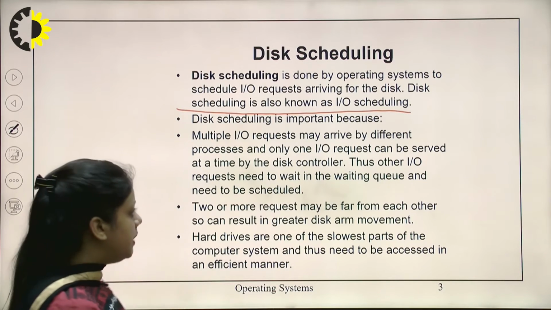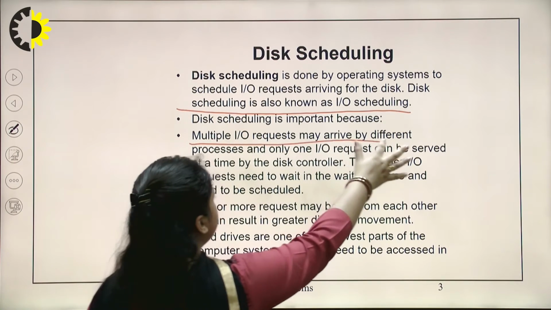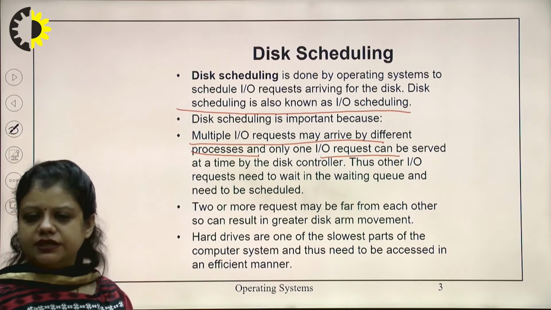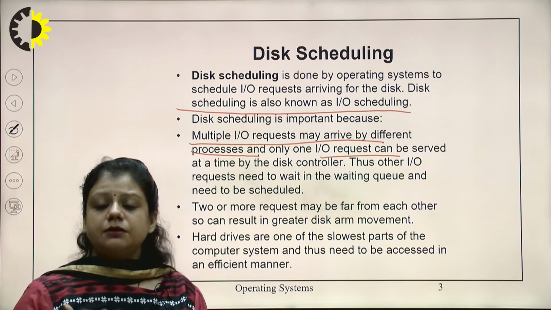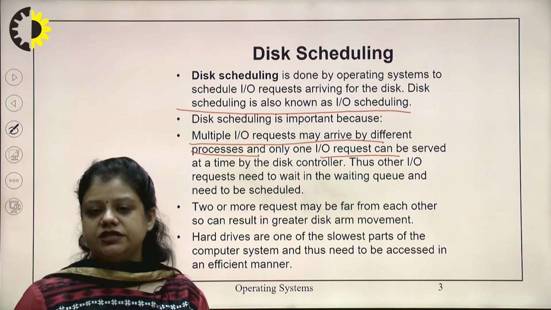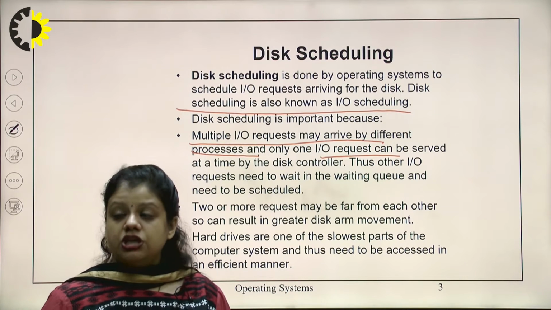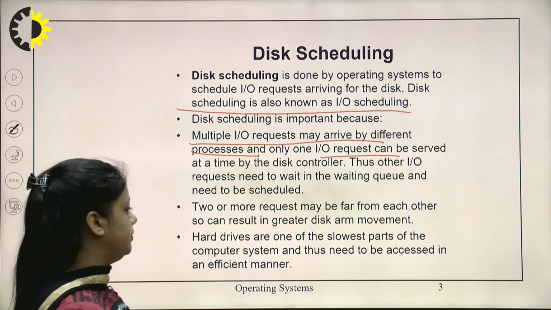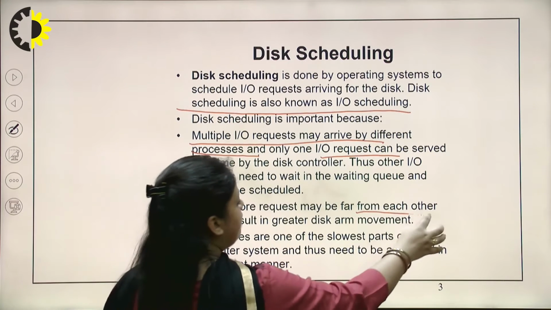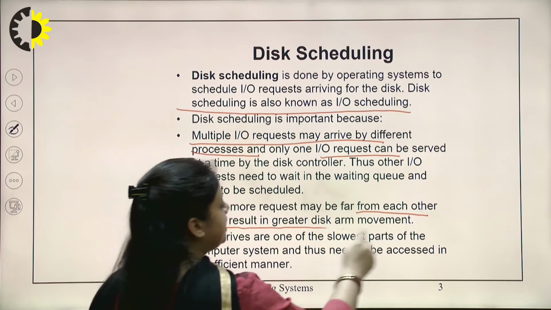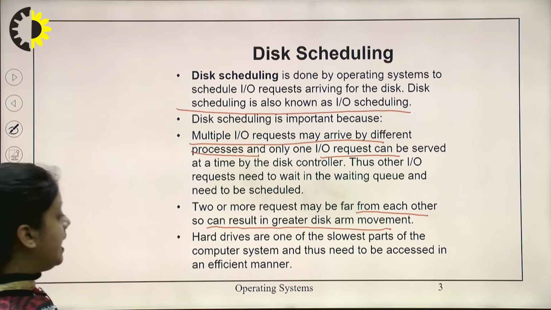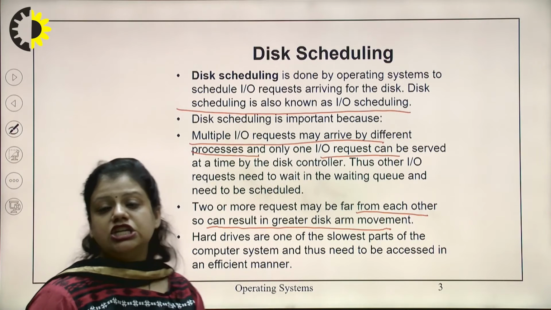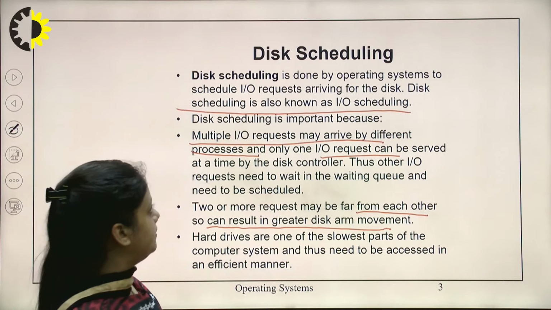Disk scheduling is important. Why? Because there are multiple input-output requests that arrive from different processes, and only one request can be served at a time by the disk controller. So the other requests need to wait in the waiting queue and need to be scheduled. Therefore, there is a requirement for a disk scheduling algorithm. Two or more requests may be far from each other, which can result in greater disk arm movement. And hard drives are one of the slowest parts of the computer system, and thus they need to be accessed in a very efficient manner.